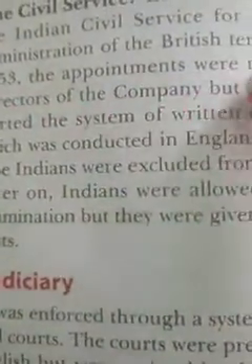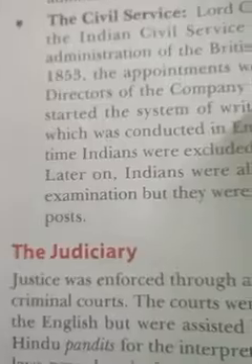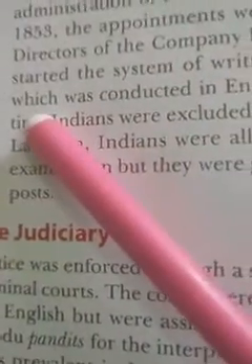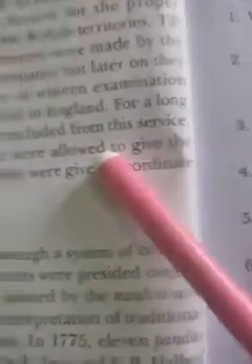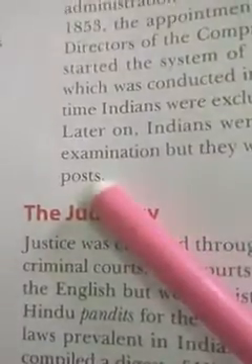Lord Cornwallis created the Indian Civil Service for the proper administration of the British territories. Till 1853, the appointments were made by the directors of the company, but later on they started the system of written examination, which was conducted in England. For a long time, Indians were excluded from this service. Later on, Indians were allowed to give the examination, but they were given subordinate posts.